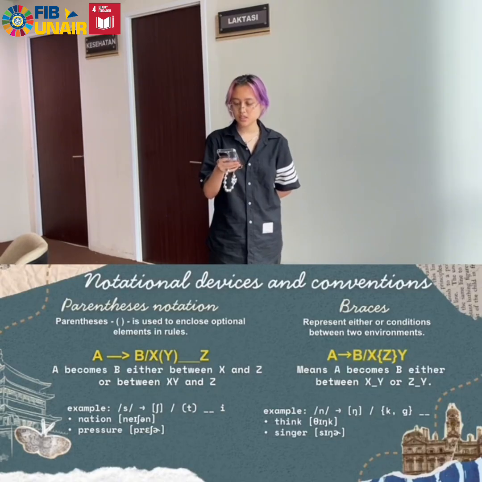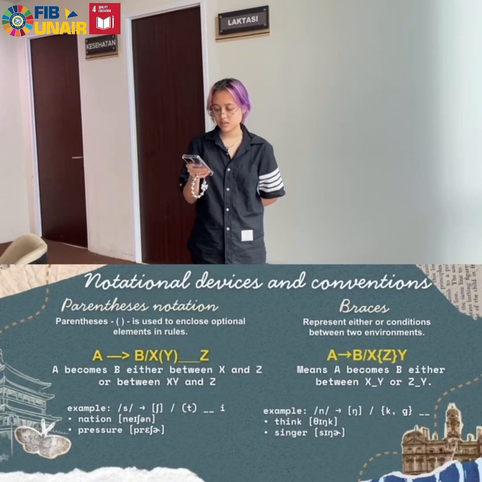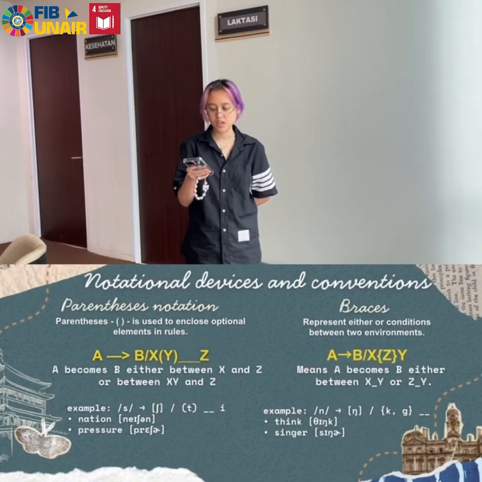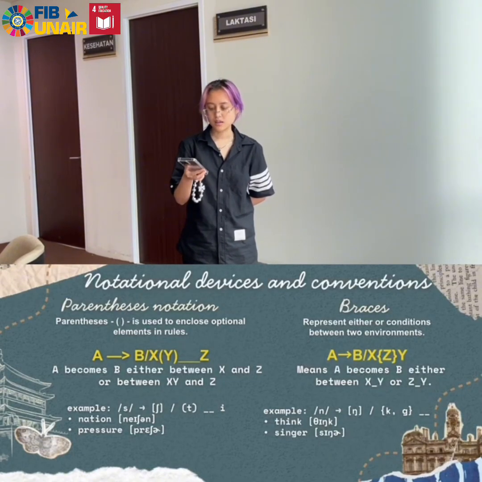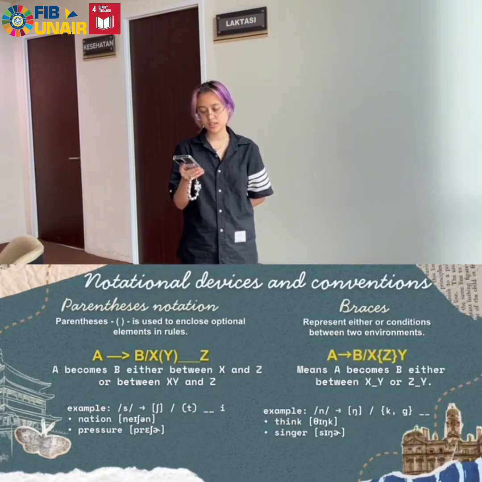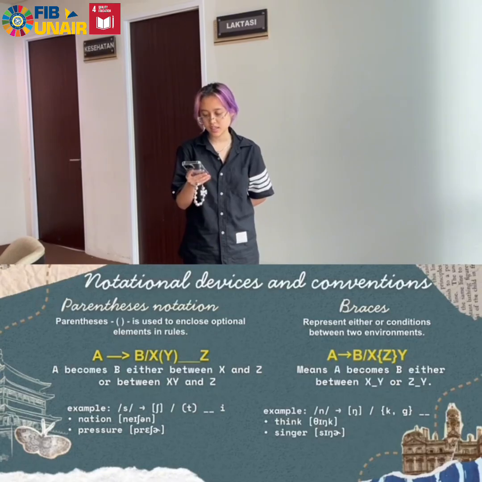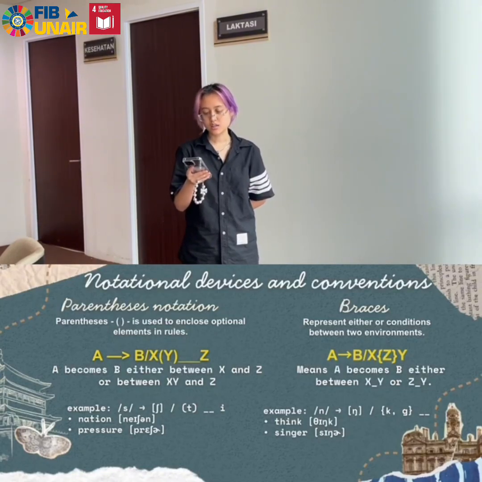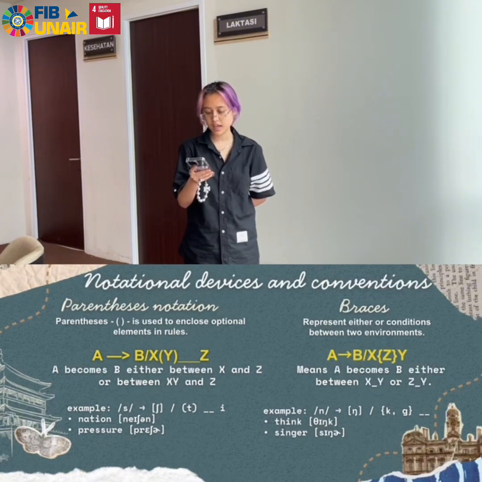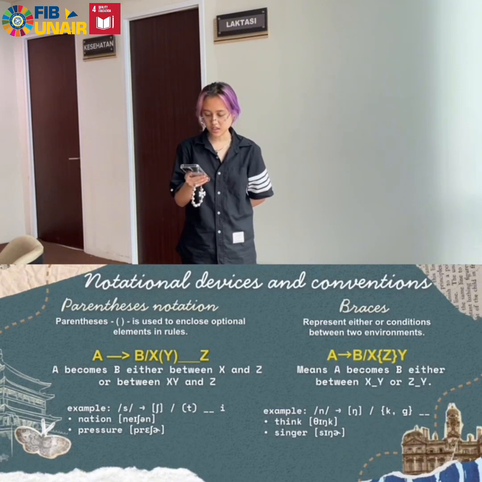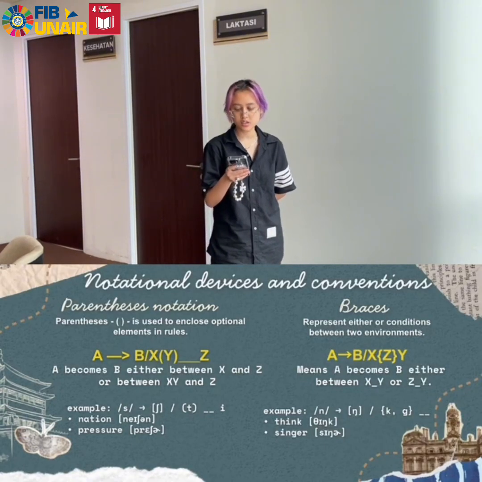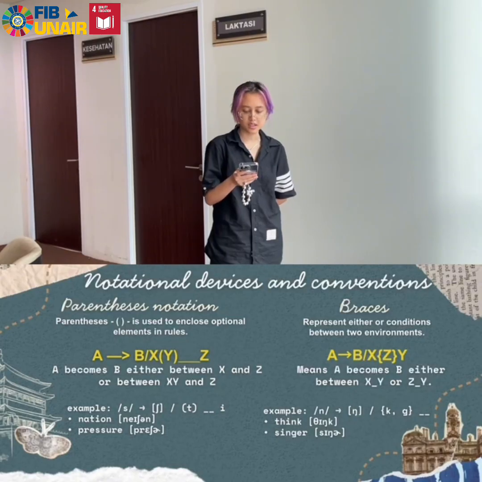Now for braces, they represent an either-or condition between two environments. For example, it means A becomes B either between X and Y or between Z and Y. The example is N becoming a different sound before K or G, as in think and singer. So here the braces show that both K and G create the same phonological environment.